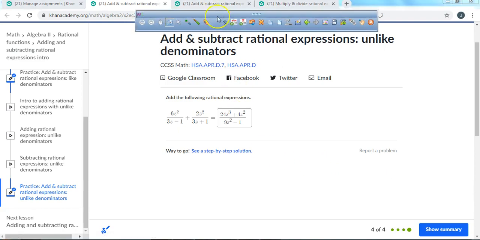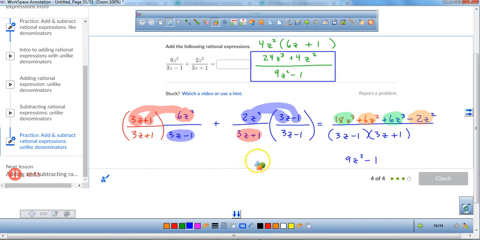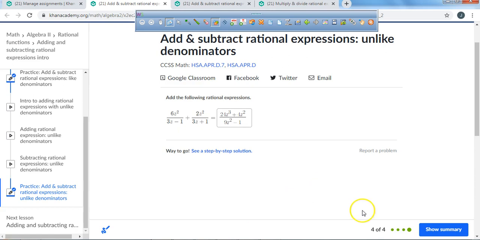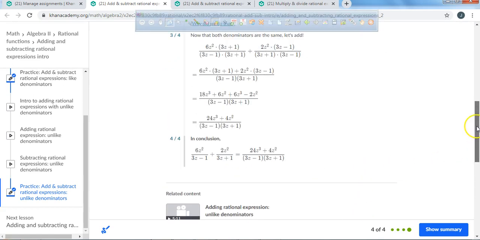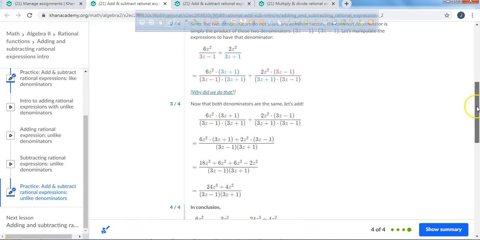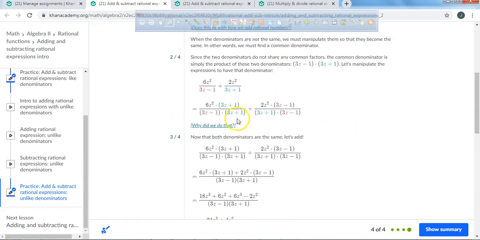All right, hope this was helpful. Just remember, when you do this, you've got to find common denominators. Make sure you use this method when you're trying to find the common denominator. Obviously, if you need some help, you can let me know. Or if you want to do it on your own, you can look at the step-by-step solution. It's very similar to what we did. You can even use colors to break it down.